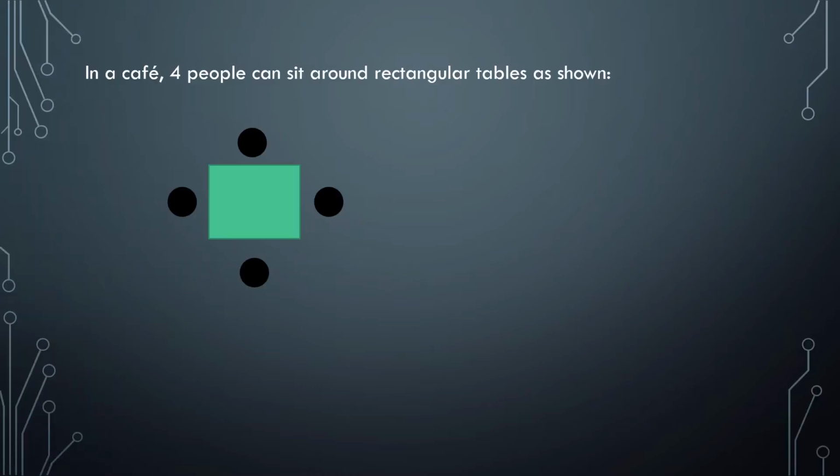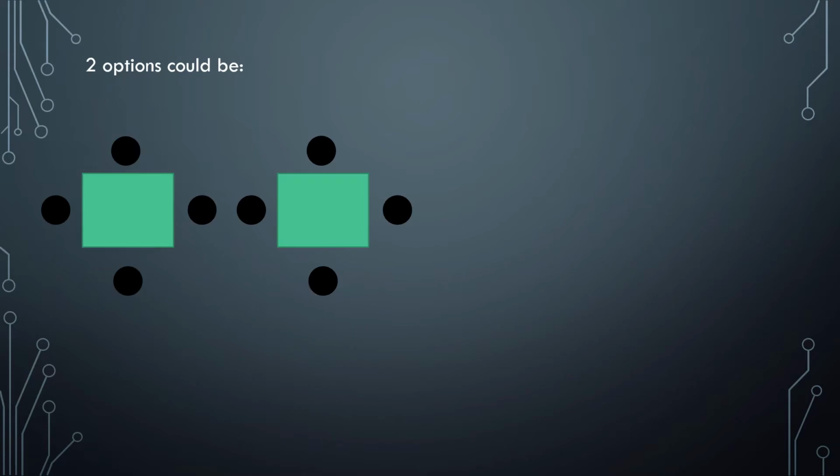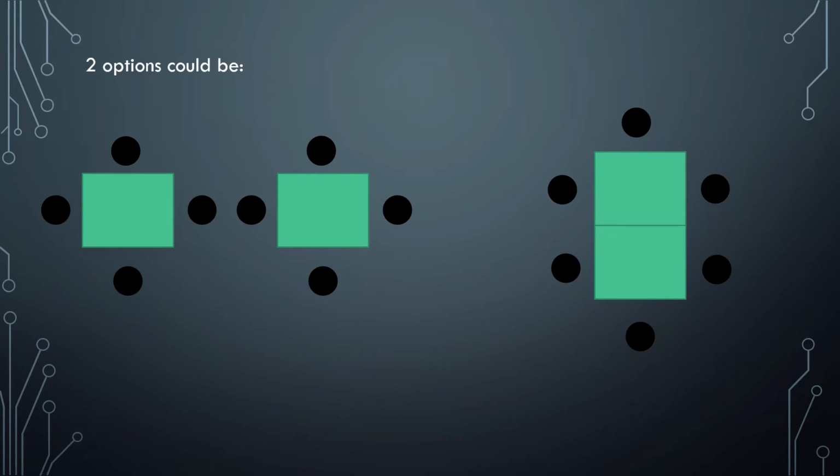So let's get started. Let's imagine, for example, that we are in a cafe. 4 people can sit around a rectangular table as shown. So it's pretty much one person to one edge. Okay. How can we combine two of these tables? Right, so we've got two options that can happen. So we can either have each table sitting side by side, or we can join them together. Okay, that's pretty much what we can have.